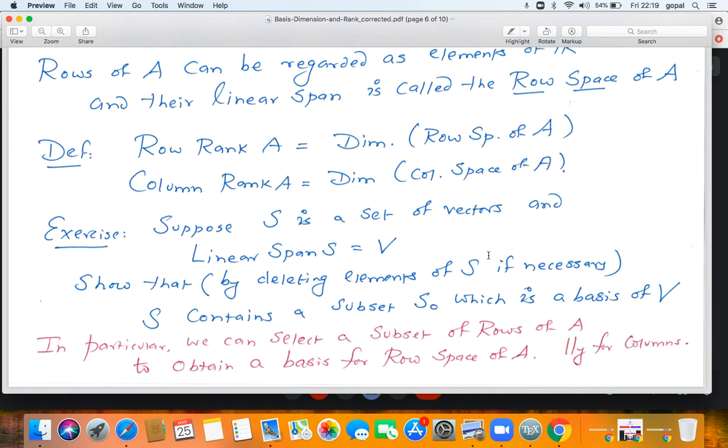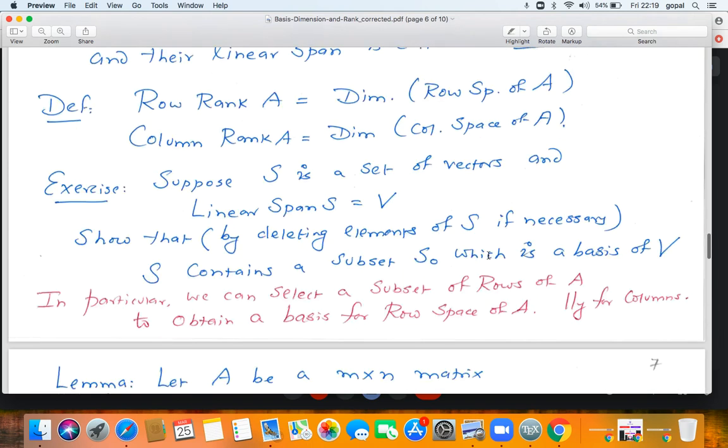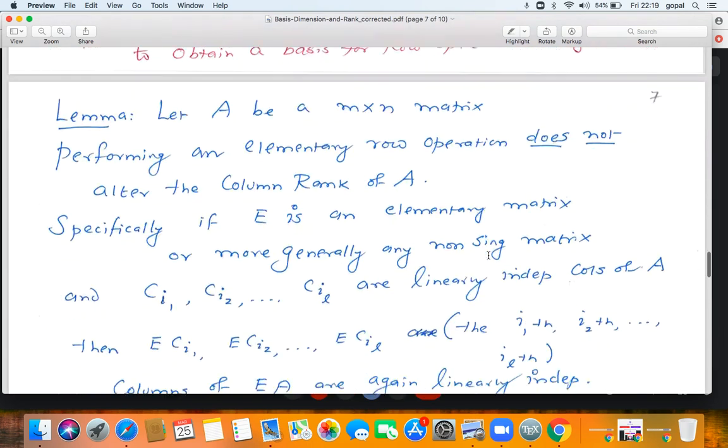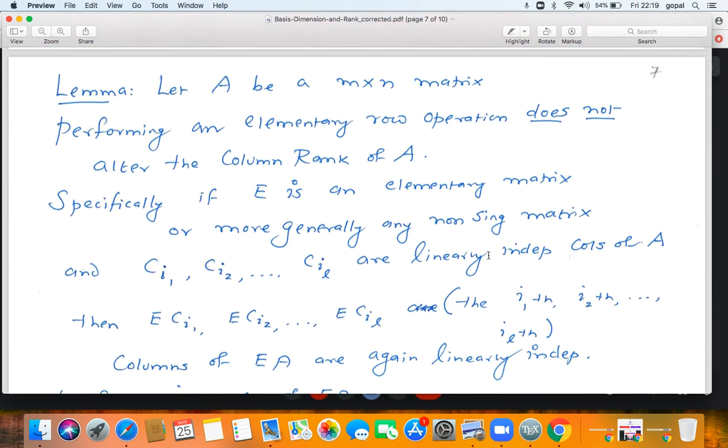So you have these two vector spaces, the row space and the column space. The row space is a vector subspace of Rn, and the column space is a vector subspace of Rm. And the column rank of A is the dimension of the column space. So the column rank is obviously less than or equal to m, and the row rank is obviously less than or equal to n. But we are going to see a remarkable result. But before I state that remarkable result, we need a lemma.